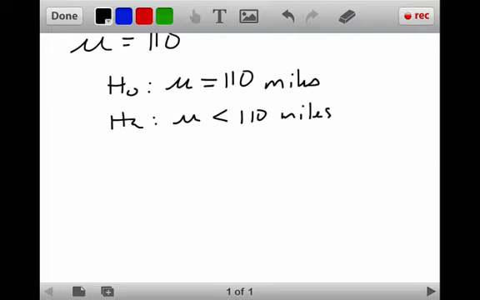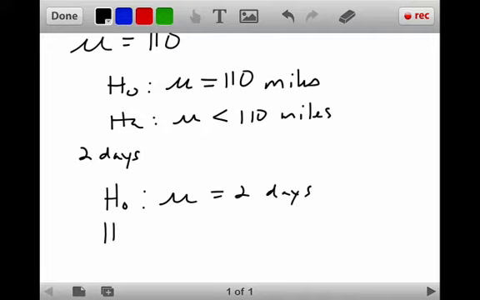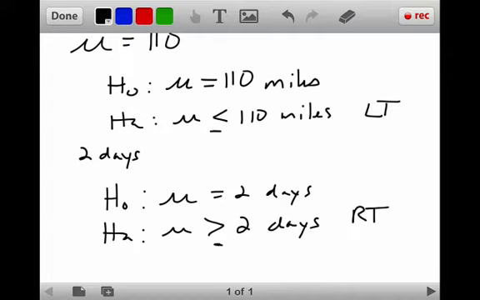For the second problem, the value given to us was 2 days, in terms of stays at hospital. For my null hypothesis, I'm testing the claim that this is the right value, so that the population mean, because that's a mean, is equal to 2 days. They are asking me to test the claim that it's actually greater than the national mean of 2 days. So I'm testing whether the population mean is greater than 2 days. Here, the first problem is a left tail test. The second problem is a right tail test because of the sign that we have here.